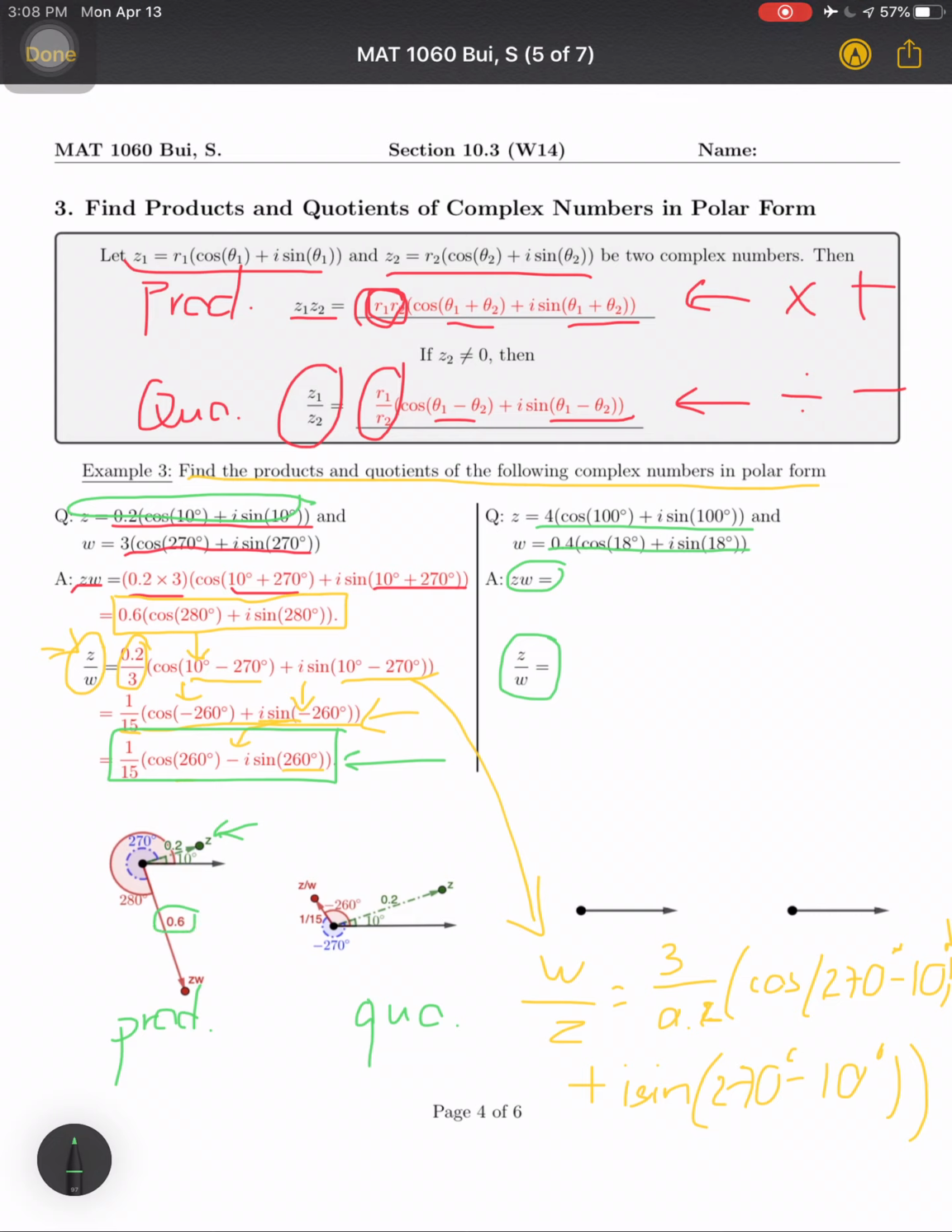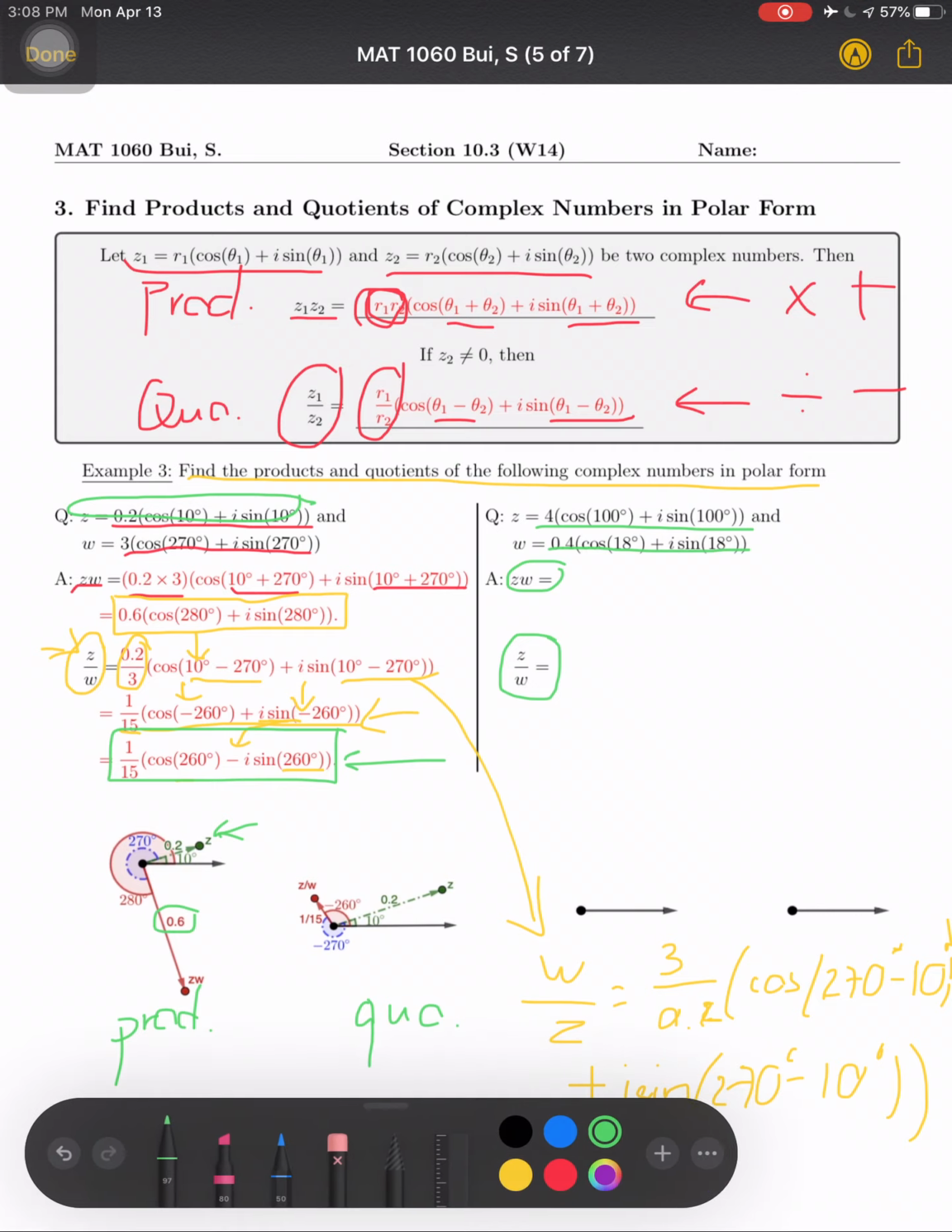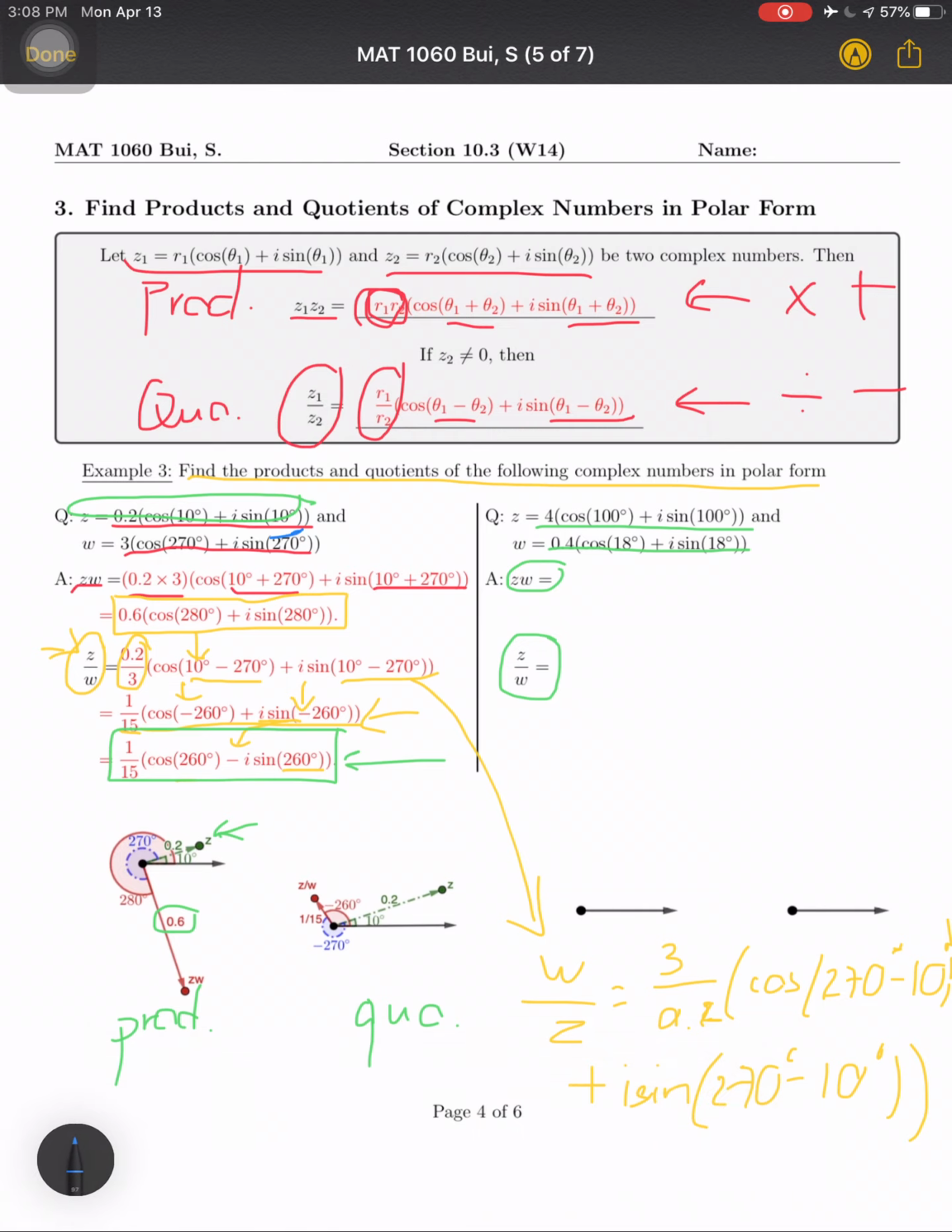But I still don't know where my angle is, right? So that's why I'm going to add 270. Okay, let me put this one in blue first, so you know. This one in blue, that's why my 270 is in blue. I'm adding 270 to 10 degrees. That's why my blue angle is starting from the 10 degrees, like from here, not from the polar axis, okay?